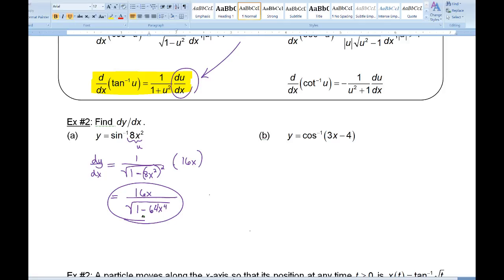There's nothing you could do to simplify that. There are times where you can simplify, but this is not really one of them. So this doesn't really use the product rule or quotient rule, nothing like that. Just straightforward chain rule.